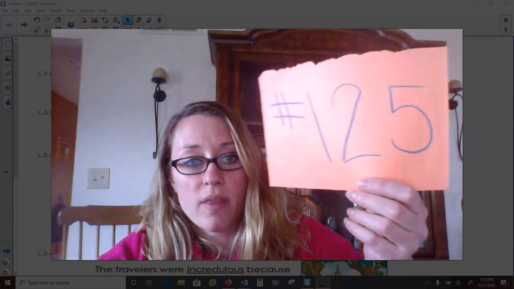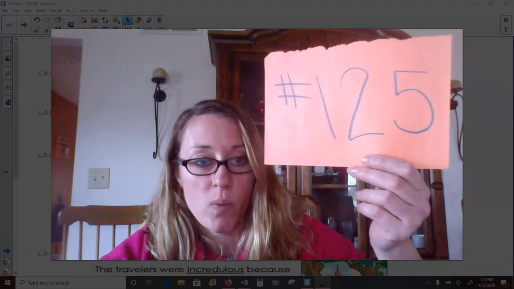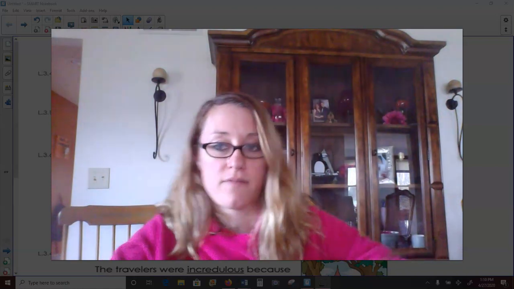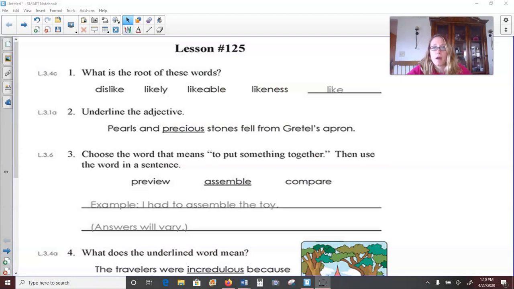We are starting with lesson 125 for this week. So let's go ahead and get started. On number 1, we need to find the root word of these words. So a root word is simply the main word that we see in these other words. And oftentimes, words will have a prefix or a suffix added on. So let's see if we can find the root word.